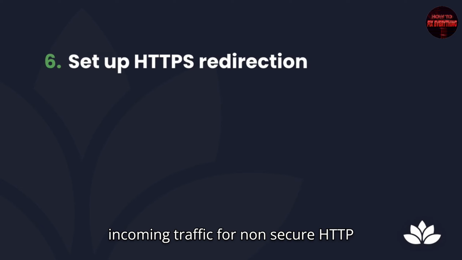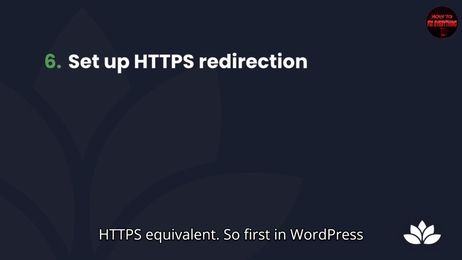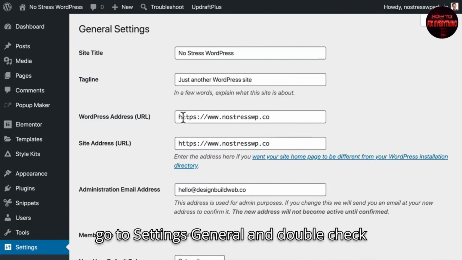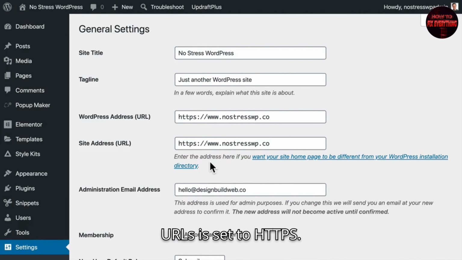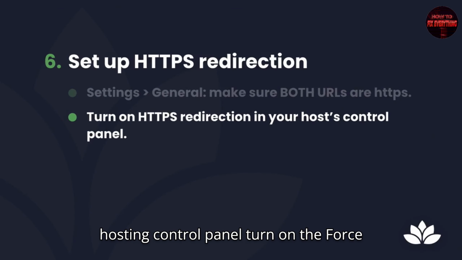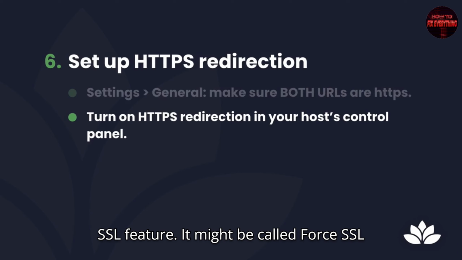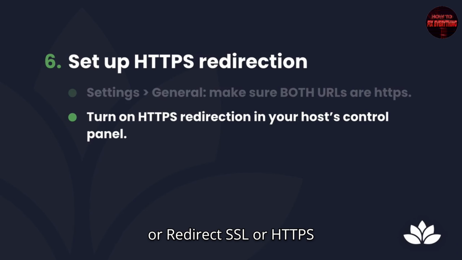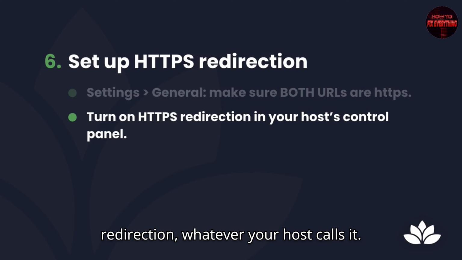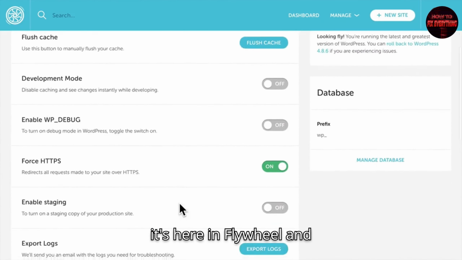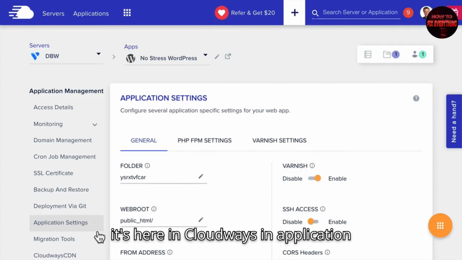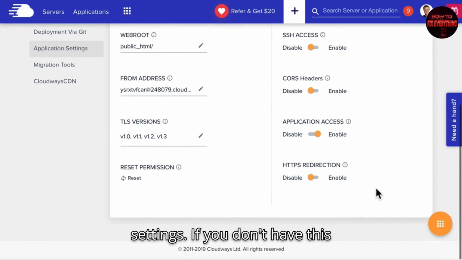It's important to make sure that any incoming traffic for non-secure HTTP URLs is redirected to the secure HTTPS equivalent. So first in WordPress, go to Settings General and double check again that the protocol in both URLs is set to HTTPS. It might be already. And then in your hosting control panel, turn on the Force SSL feature. It might be called Force SSL or Redirect SSL or HTTPS redirection, whatever your host calls it. Most hosts have this option. For example, it's here in Flywheel and it's here in Cloudways in application settings.